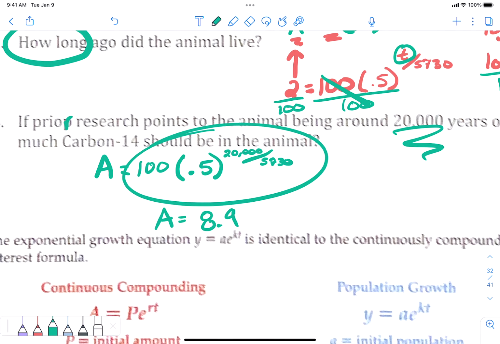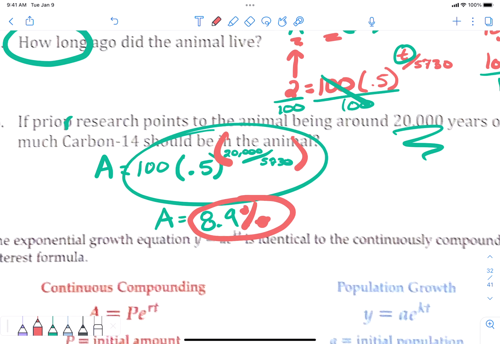No. You need to put parentheses around this stuff right here. And maybe you dropped a 0. Check it again. 8.9. What does that mean? 8.9%. 8.9% of the thing is left after 20,000 years, right? It still has 8.9% of whatever it was before in it after 20,000 years, right?